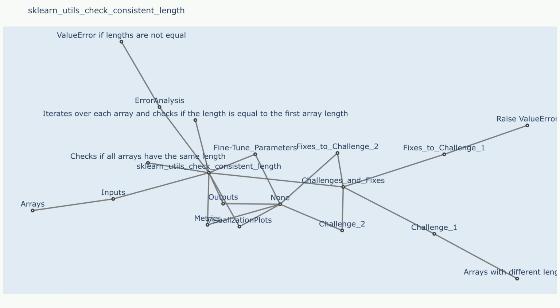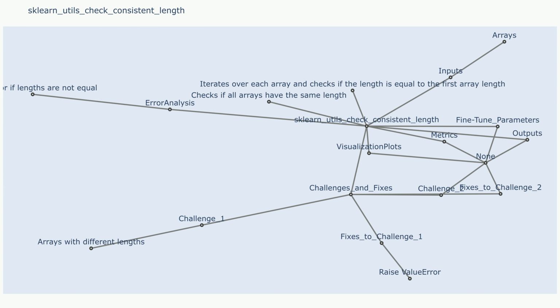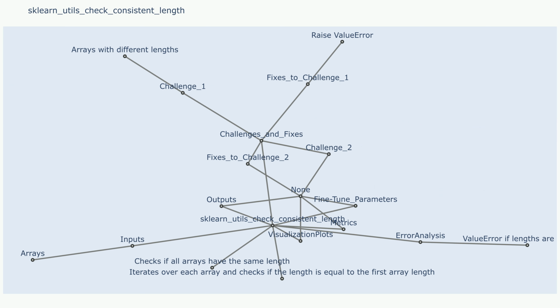sklearn.utils.check_consistent_length. Check consistent length. Description. This function checks if the input arrays or sequences have consistent lengths. It's a crucial utility in scikit-learn for ensuring that data used in various machine learning models is correctly aligned and compatible.